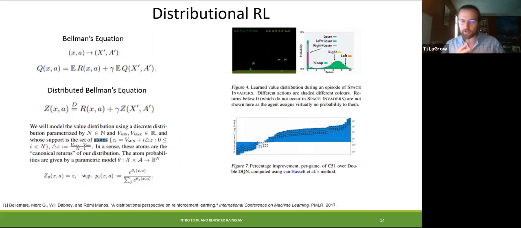Not being as familiar with this topic, as I was going through, they defined the value distribution as having discrete distribution parameters that compose and support a set of atoms. And here these atoms are canonical returns of the distribution. So it is a probability distribution that is being returned, which they call atoms.